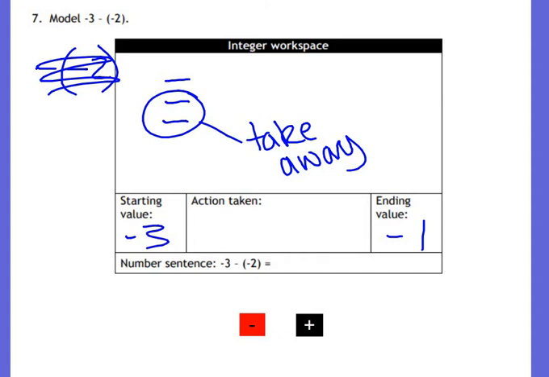Let's recap my actions I took. I had 3 negative chips on my workspace. What did I do next? Took away 2. I removed 2 what? Negative chips or tiles. So I didn't do anything else after that, right? So I know -3 minus a -2 is what? -1.